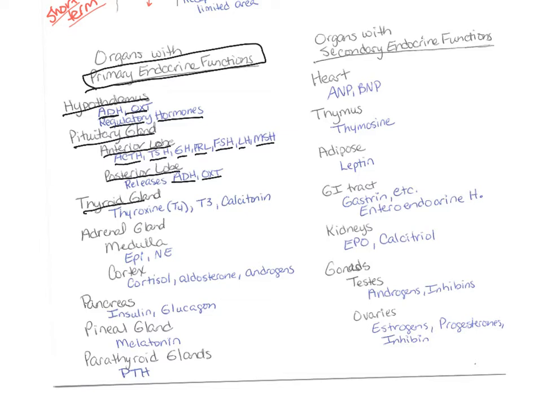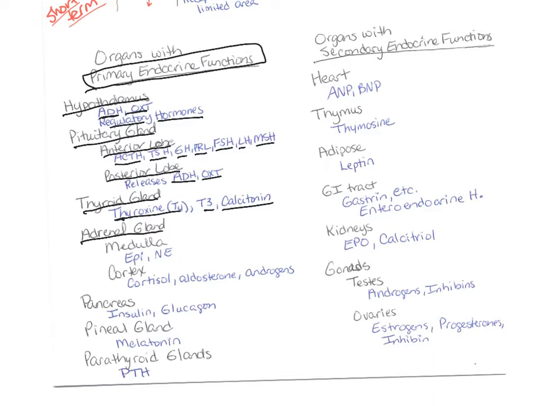Then there's the thyroid gland. The thyroid gland releases T3 and T4. T4 is known as thyroxine. It's an important and very common hormone that's talked about in healthcare. It also releases calcitonin. So we're going to talk about the functions of those.